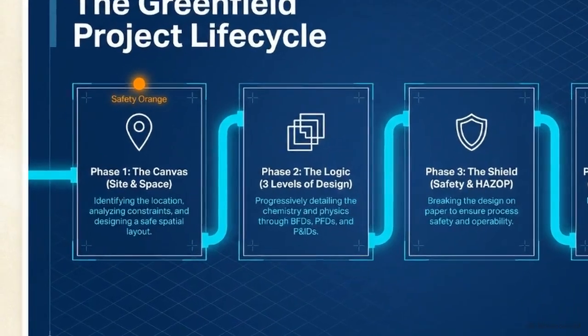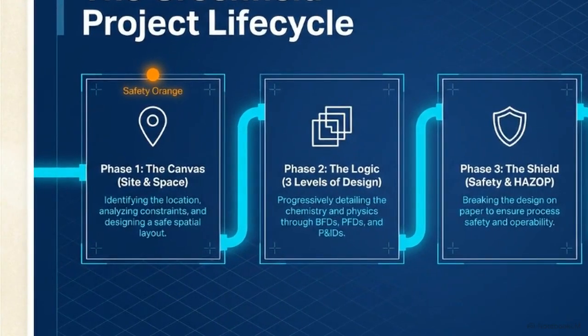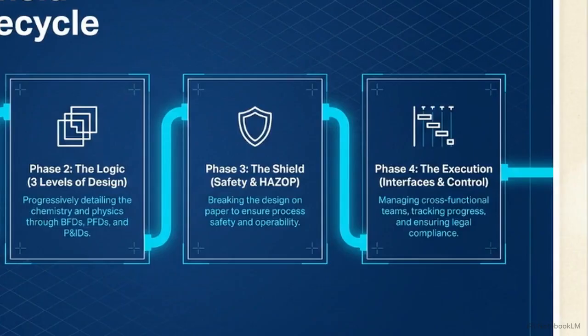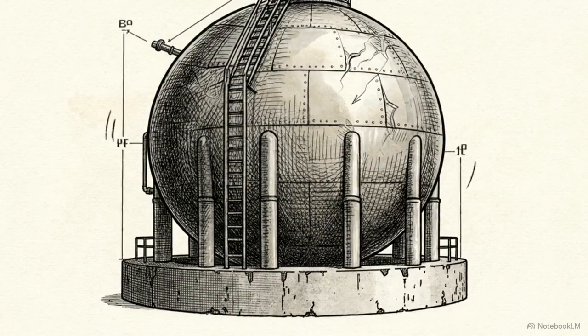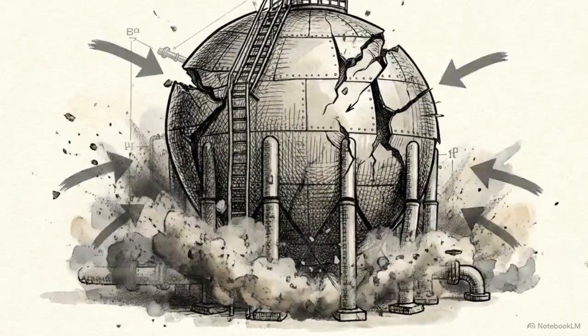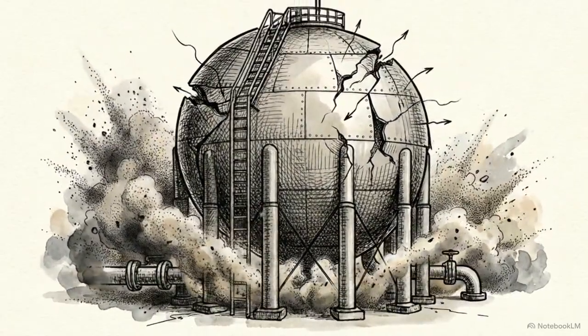The process flows from analyzing the spatial canvas to detailing the chemical logic, building a process safety shield, and finally managing the physical execution. If a project team skips or rushes any of these specific phases, they guarantee catastrophic physical or financial failure later on.